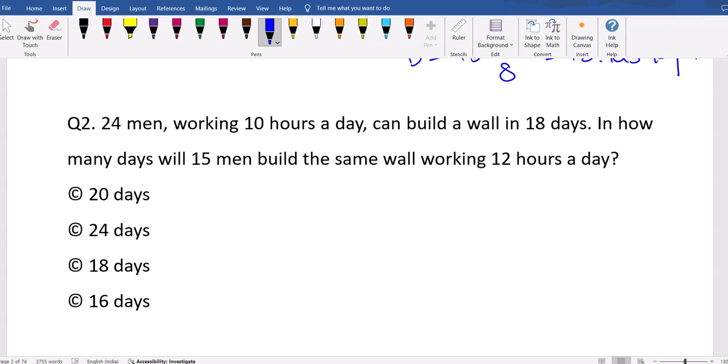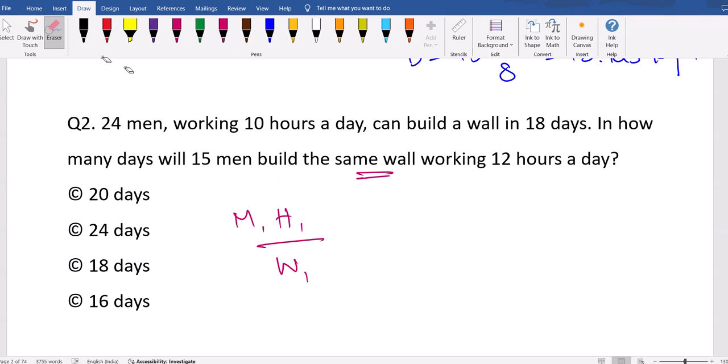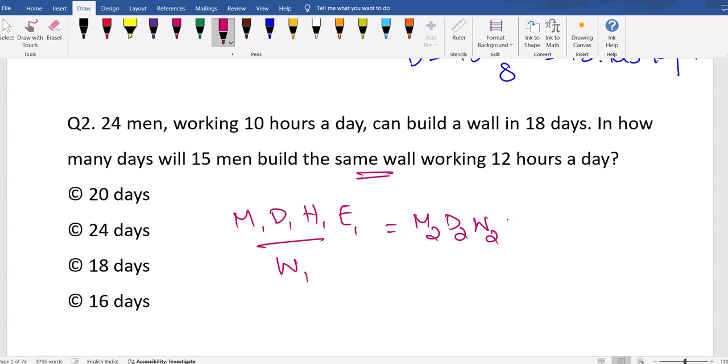24 men working 10 hours a day can build a wall in 18 days. So chain rule: M1 D1 H1 divided by W1, same wall. W also, D1 also, M1 D1 H1, actually E1 also there, E is called efficiency. In the question efficiency is not given, work is same, so we can cancel W1, W2. Efficiency not given means we can consider it constant, right?